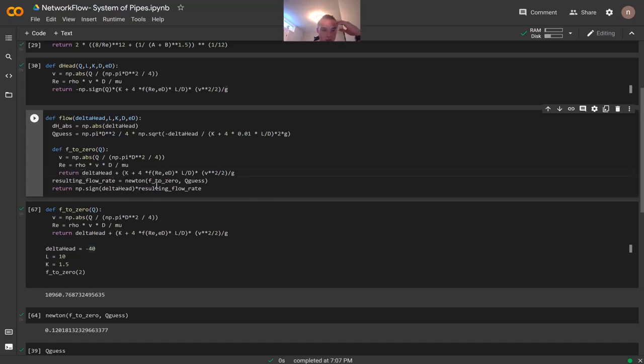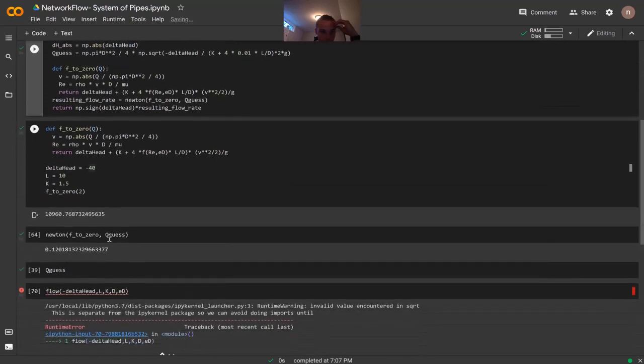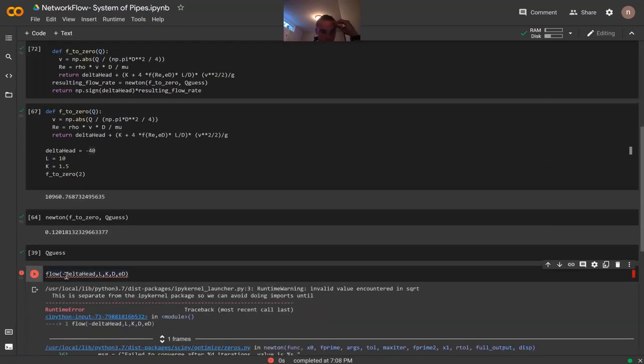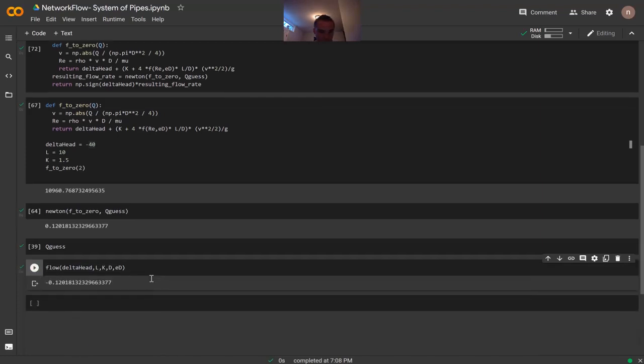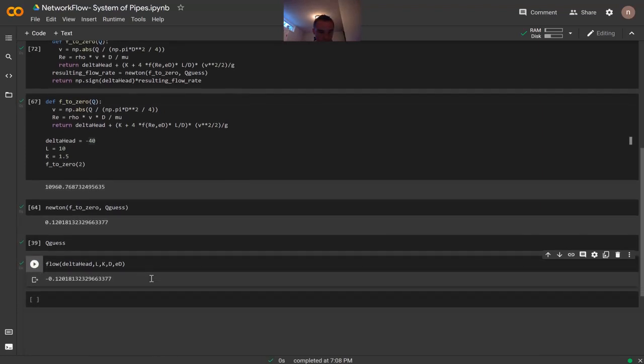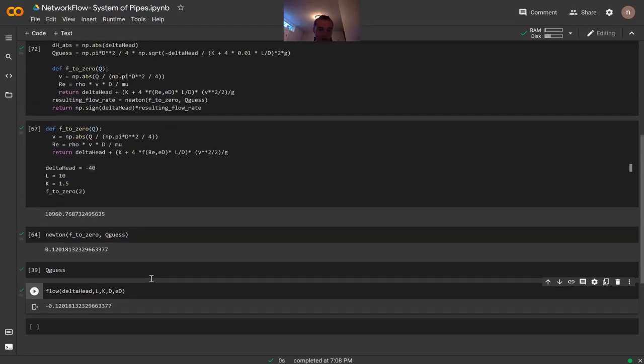I do not think we need a negative there. Absolute value for delta head. Then the resulting flow rate is equal to Newton, and then we readjust for the sign. So the sign of our delta head times the resulting flow rate should make our flow. Okay, well, if this is a negative delta head, it seems to work. But that makes it so our delta head is the same sign all the time.